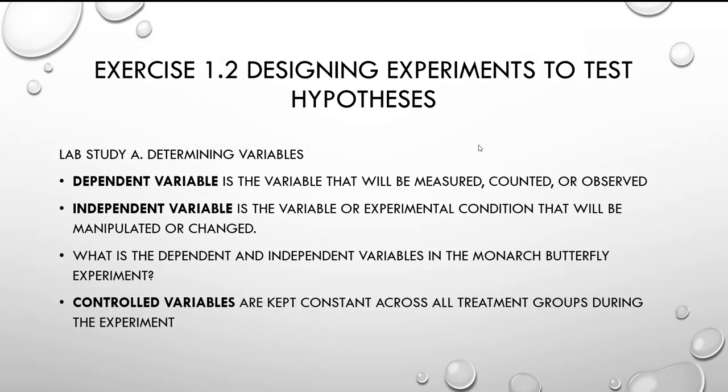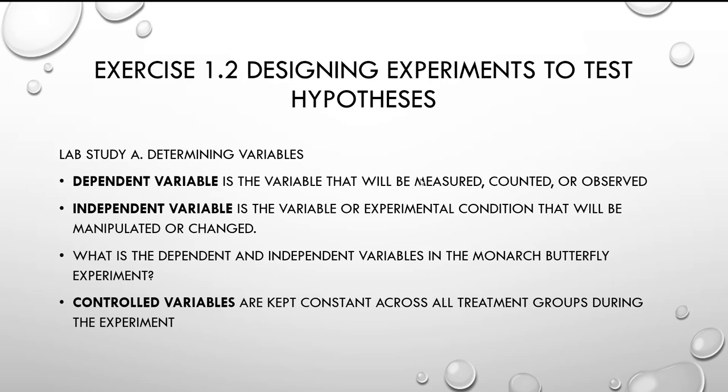Next, we have exercise 1.2, continuing on. So in designing experiments, we're going to test our hypothesis. We need to determine the variables that are involved. So we need to understand the difference between a dependent variable and an independent variable. We talked about this in the previous lab video. A dependent variable is the variable that will be measured and counted or observed.